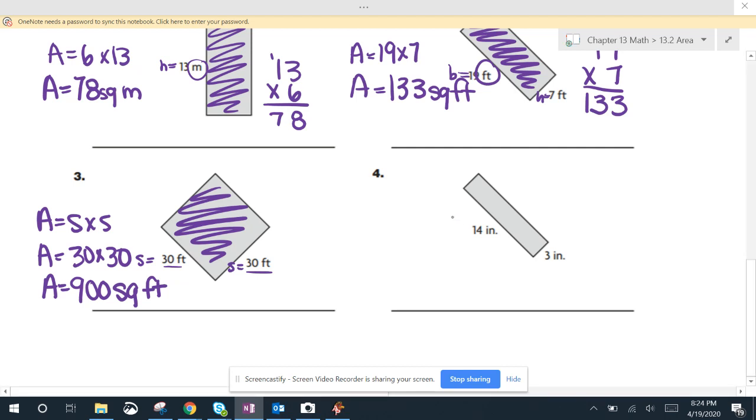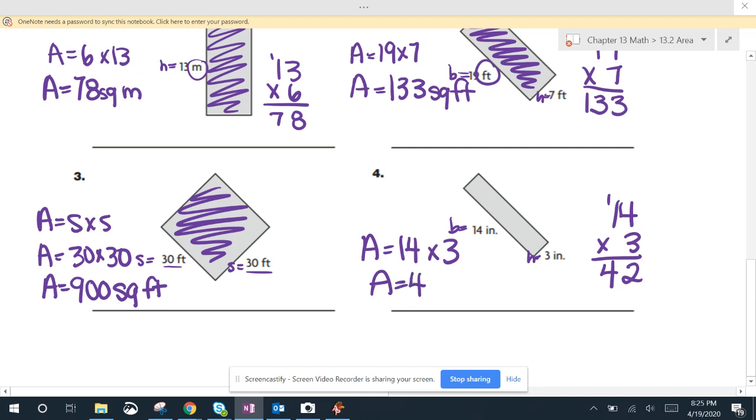Okay, welcome back. This is a rectangle. My base equals 14. My height equals 3. So area equals 14 times 3. I'm going to show my work off here to the side. 14 times 3. 3 times 4 is 12. Regroup my 1. 3 times 1 is 3, plus 1 is 4. So my area equals 42 square inches. Because remember, I'm measuring the inside, so it has to be squared inches.